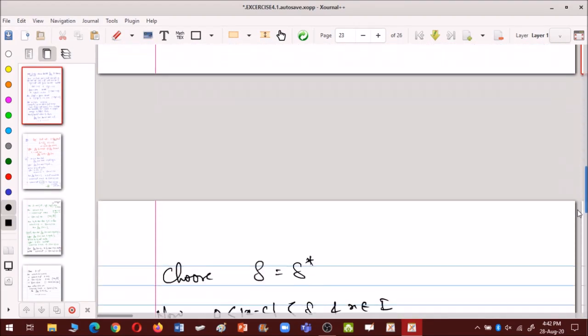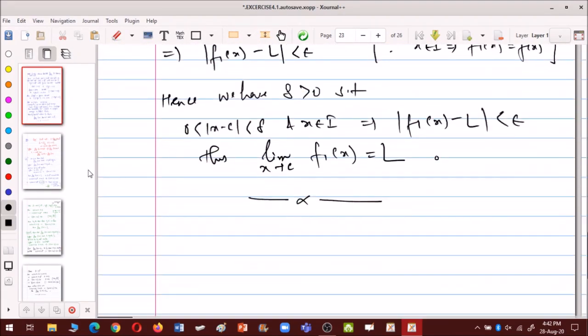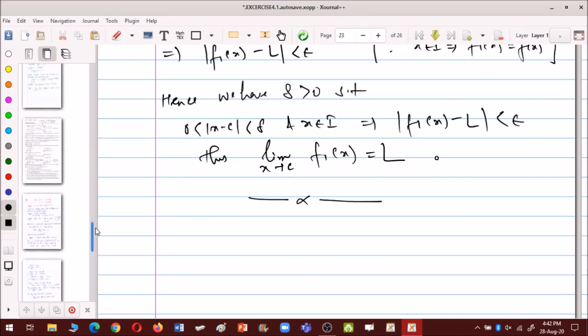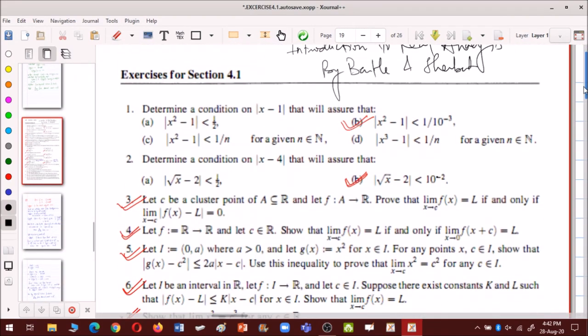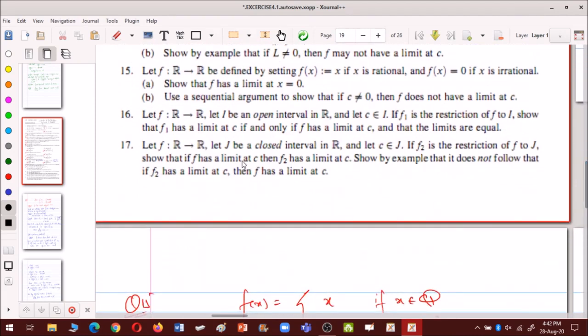Right? So now let us move to the next question, which is question number 17. And what is question number 17? Question number 17 is this. f is a function from R to R, J is a closed interval in R and c is any point in J. If f2 is the restriction of f to J, show that if f has a limit at c, then f2 has a limit at c, and show by example that it does not follow that if f2 has a limit at c, then f has a limit at c.